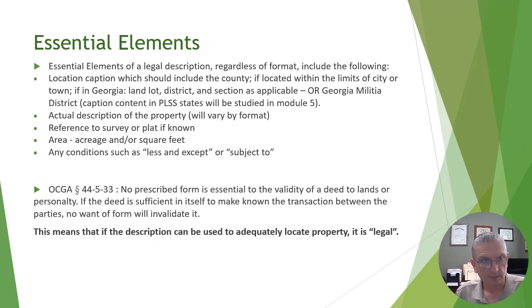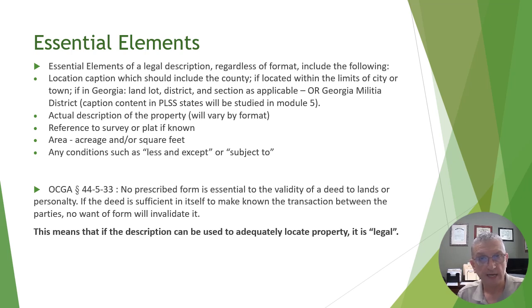What are some essential elements of a legal description? A legal description, regardless of which format, should include a local caption. Basically gives you an idea of where it is. This is usually starting from larger to smaller. State, county, if it's within a city, it's within a city. Then is Georgia Militia District a proper citation? That might be next. If it's in the land lot area, then the district and section, or the land lot and district, and then the section if it's in the original Cherokee County.